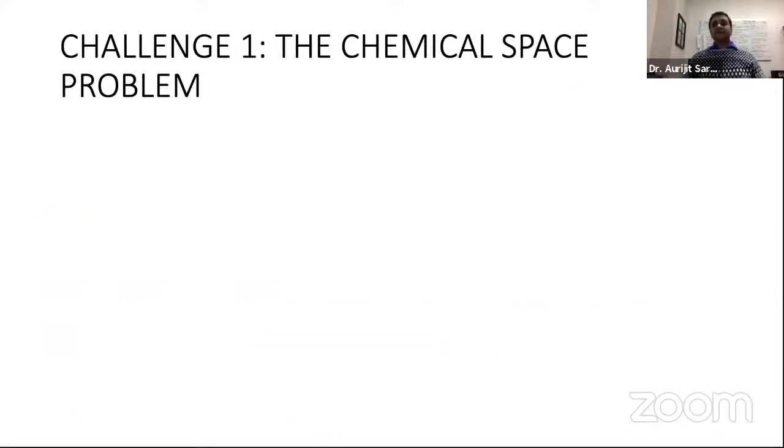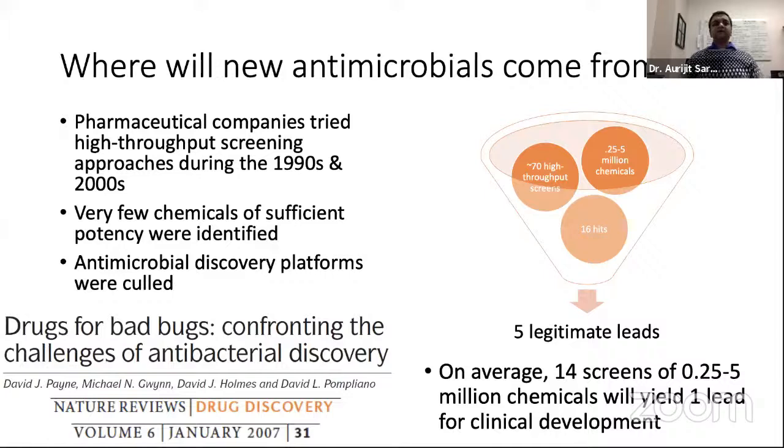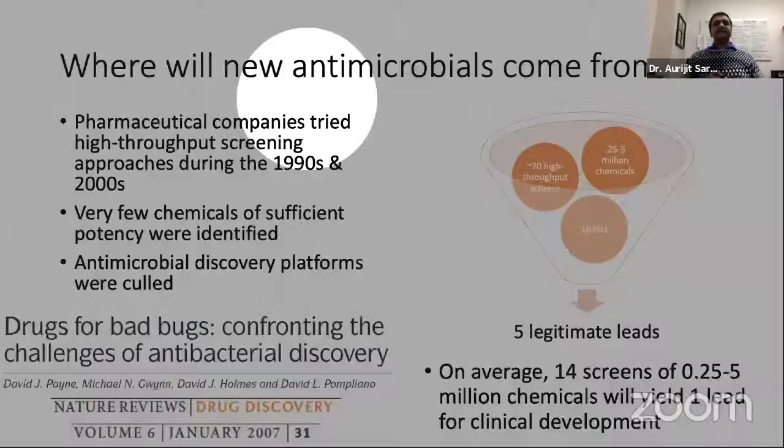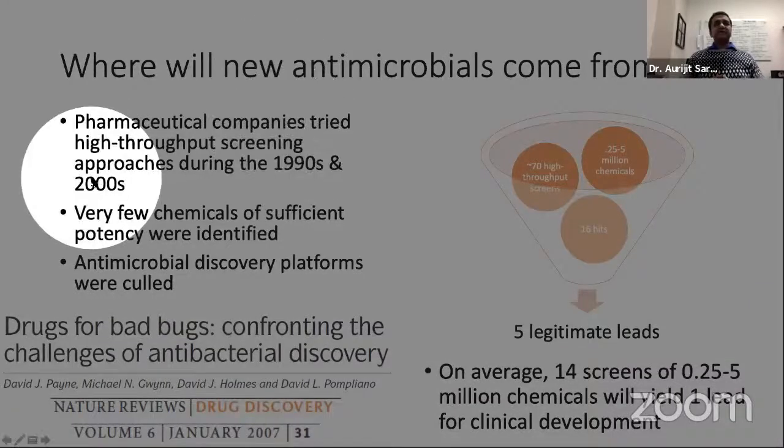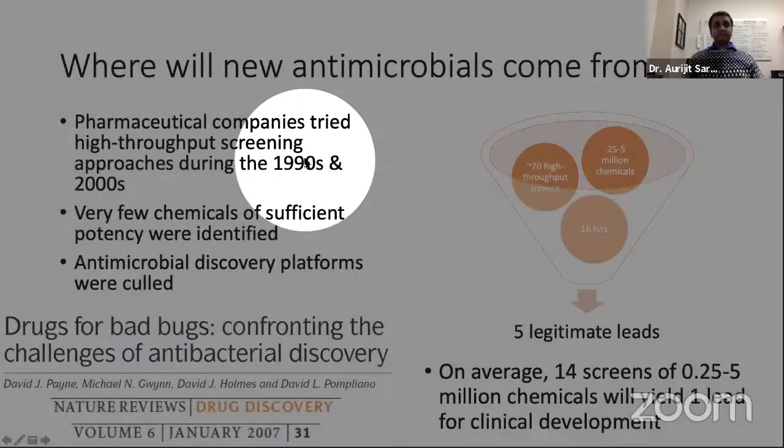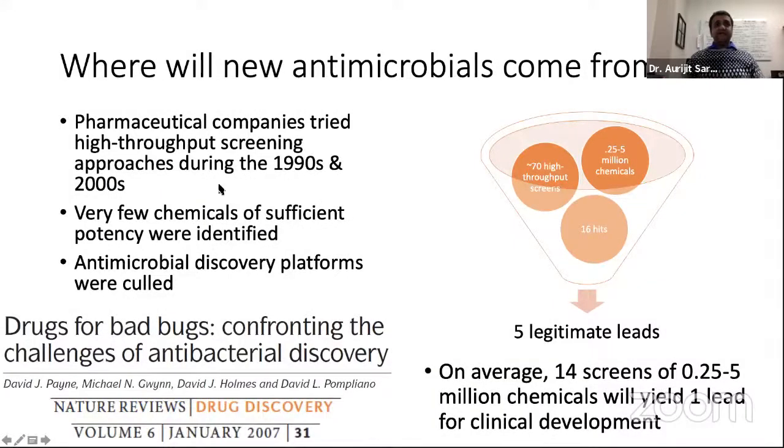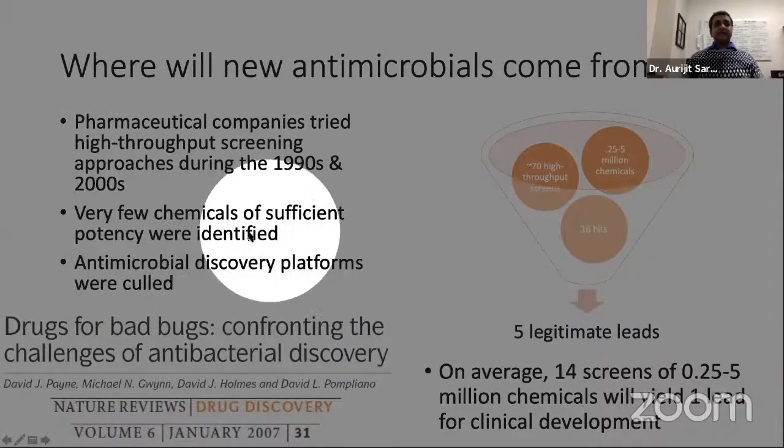So the first question that we must ask ourselves is, how do we solve the chemical space problem? So again, as I had described it earlier, what are the properties of chemicals that are likely to become antimicrobials in the future? That is the question that we must answer at this present time. So let me give you a bit of background into this problem. Again, we're going back to the 1990s and 2000s, which is when a number of pharmaceutical companies were trying to produce antimicrobials. And like I said earlier, very few antimicrobials were actually identified.